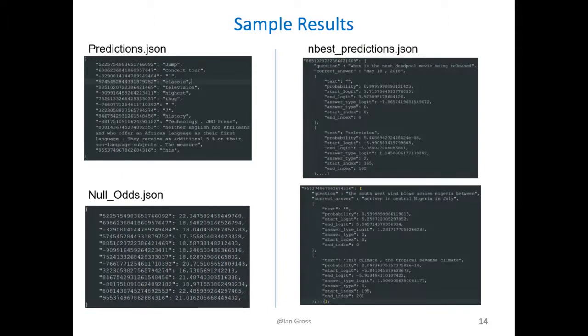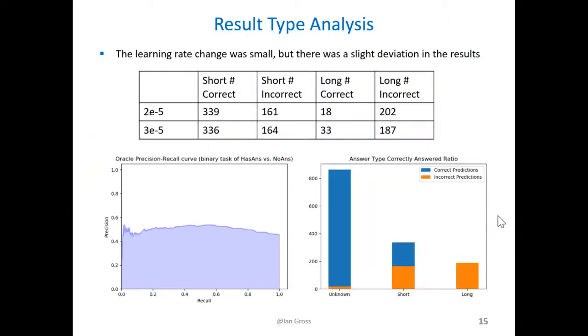Here's some sample results. On the top left are some predictions, the ID and the predicted answer, and the odds of it being answerable in the bottom left. And on the right, it shows an ID with a question, its correct answer, and the top predicted results.